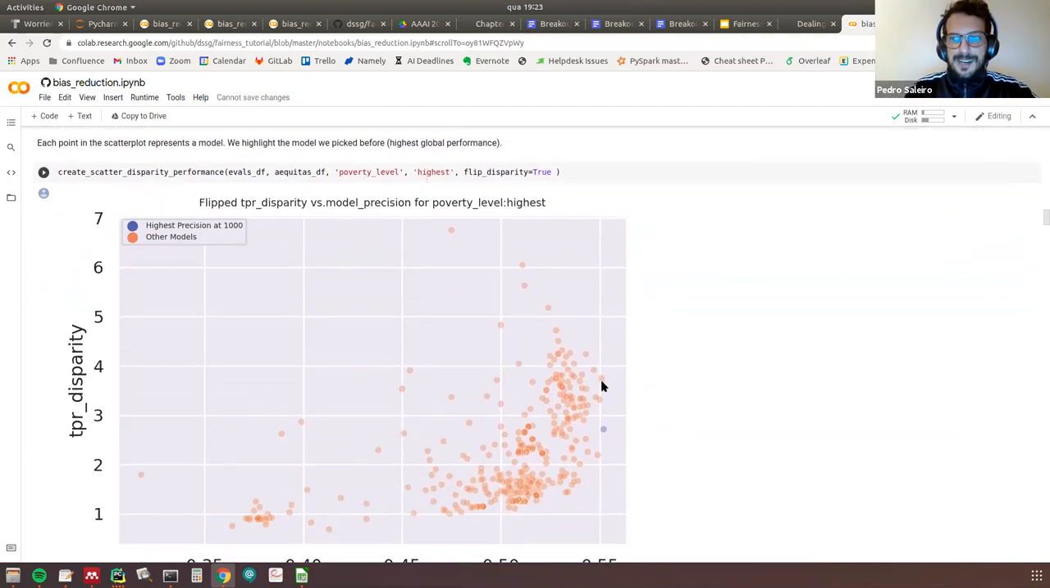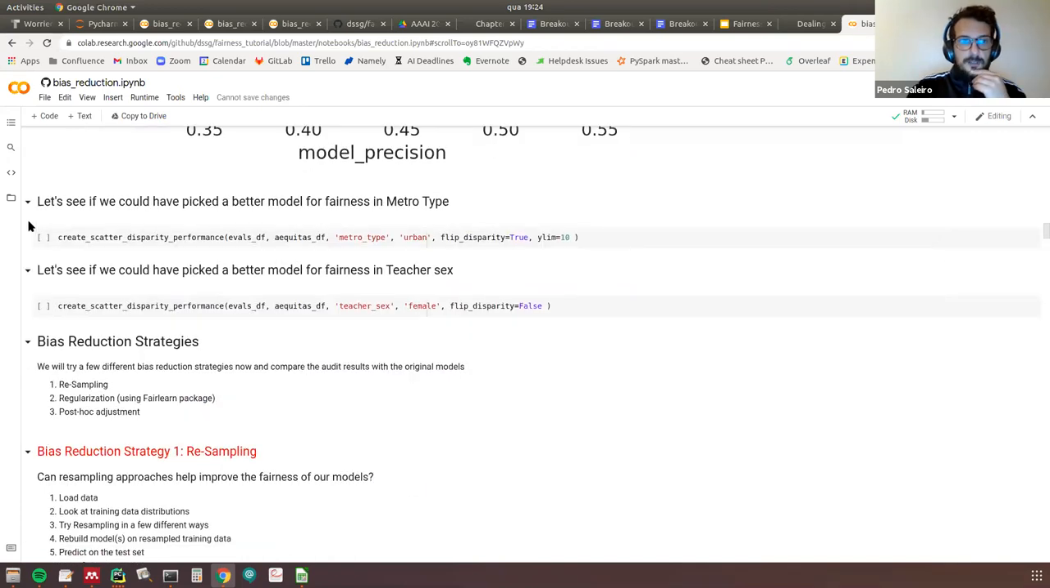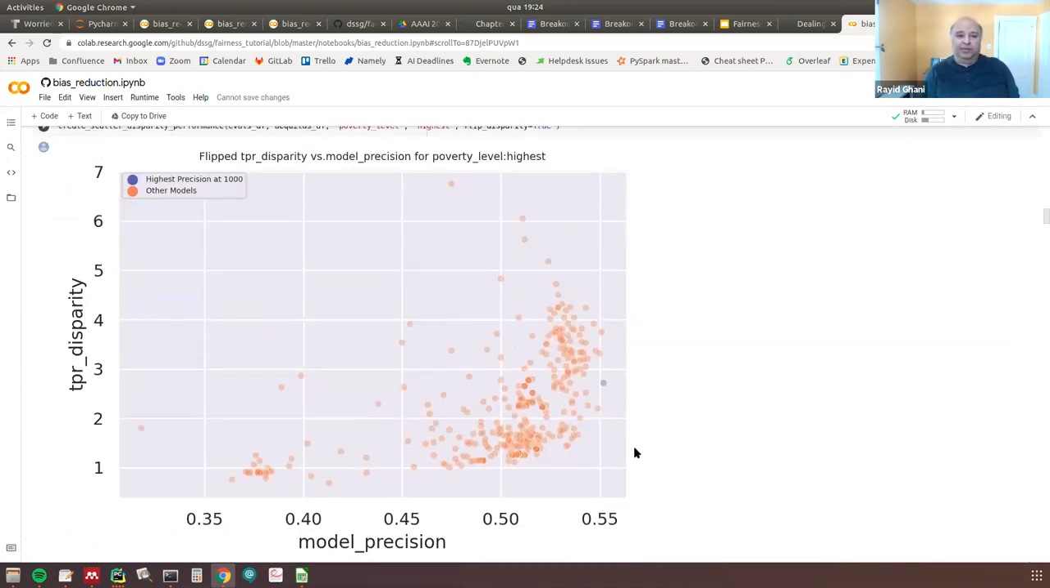This is an overview of how the best model in terms of precision actually sits when also comparing TPR disparities for poverty level. We can see that the model we audited before in depth was this one. In this zoom out, we can see all these other models and how they behave in terms of disparity for TPR for poverty level as well. Just by looking at that, without doing any extra work, we can say we pretty much picked an arbitrary one. It was slightly higher than the second best one, but on the y-axis, the variance is pretty high. The disparities could be 4, or it could be 2, and we picked one that was like 2.75.